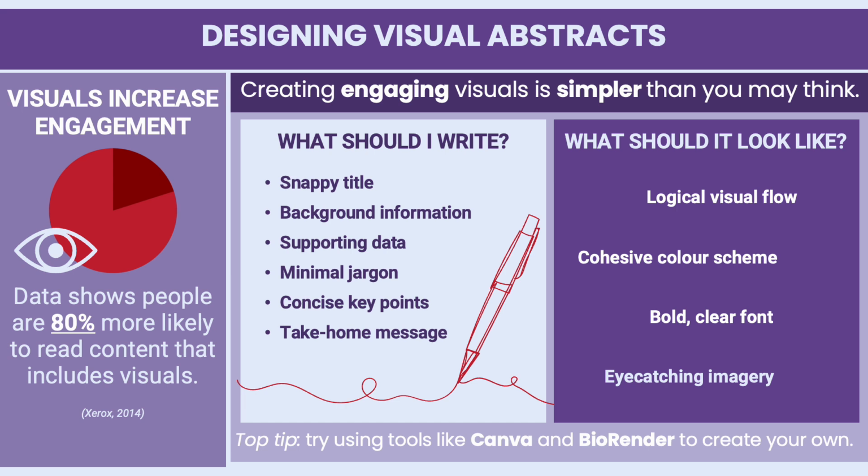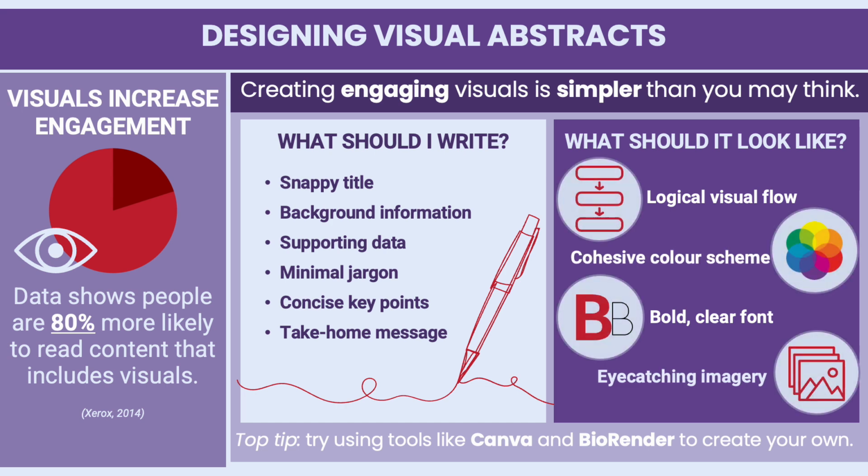There's not much I can do visually when it comes to this what should I write piece, so let's just put something simple in which looks natural in the space and brings some colour through. So let's put that pen in there. And then for the what it should look like section, I'm going to add some icons to illustrate the key points I was making.